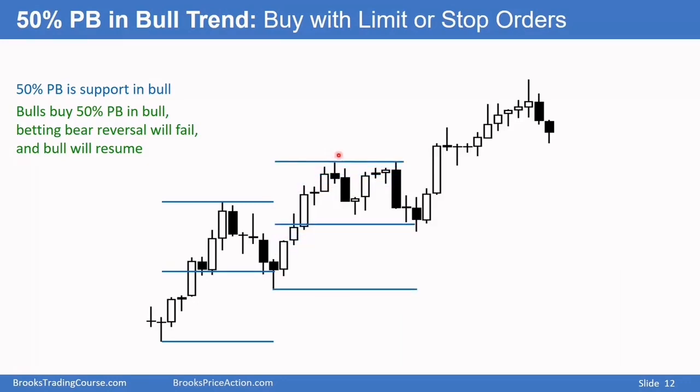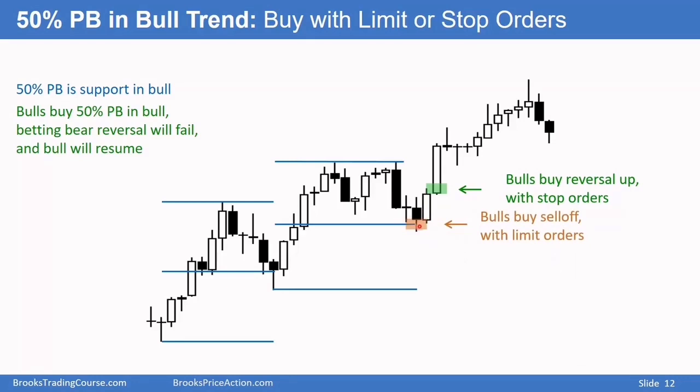Another strong reversal up. Bulls will place limit orders to buy a 50% pullback or above the high of the reversal bar or above the high of this bull bar, betting that the bull trend is resuming. Very common for the market to dip just a little bit below 50%, to test below it. And because it often dips just below 50%, traders with limit orders at 50% usually get filled. If it does not dip below 50%, a lot of these bulls who wanted to buy at 50% are not filled. Instead, they'll buy on a reversal up, especially above a bull bar, using a stop order.